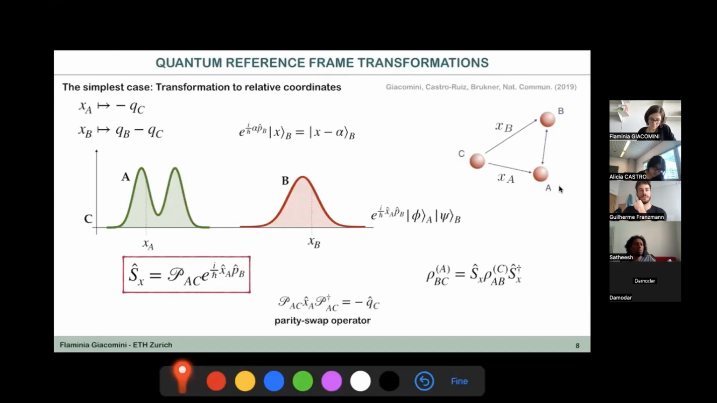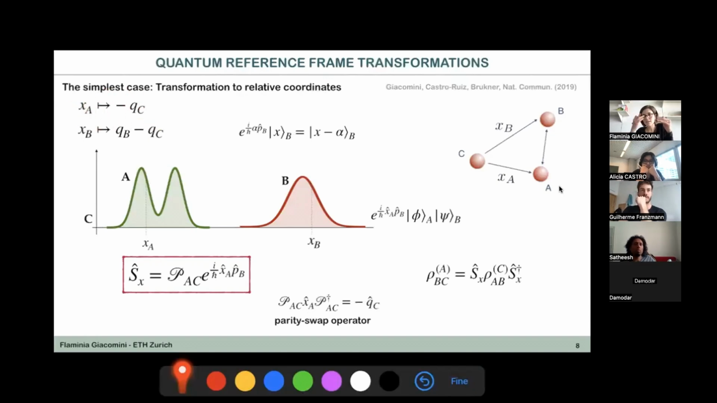Okay, so now, this is the core of the transformation. In addition, I need to add this other operator here that we call parity swap operator. What does it do? It realizes this line here, because so far, what we have done is to map the operator XB into QB minus QC. So basically, if I assign this operator XB from the perspective of C, now with this transformation, we just send it to XB minus XC.